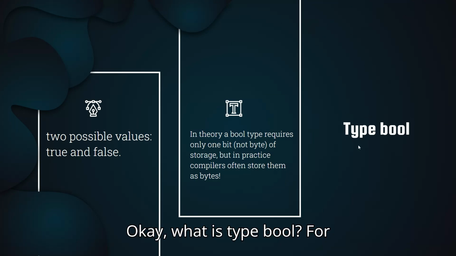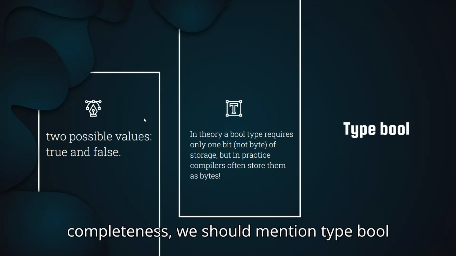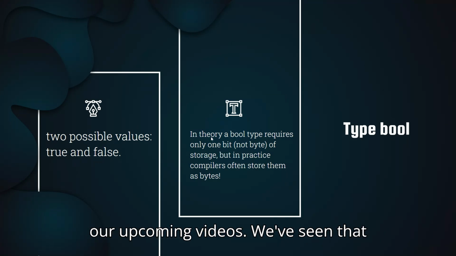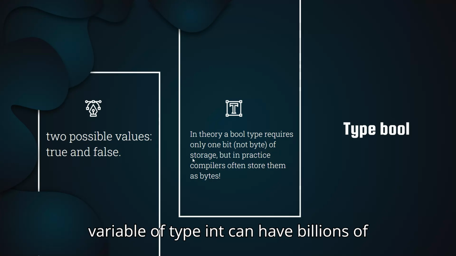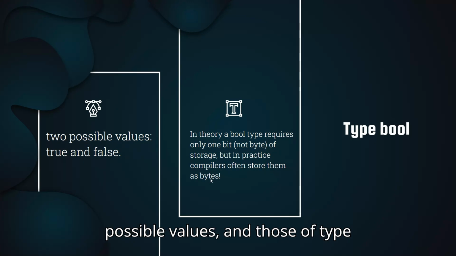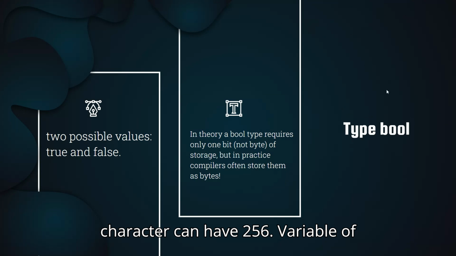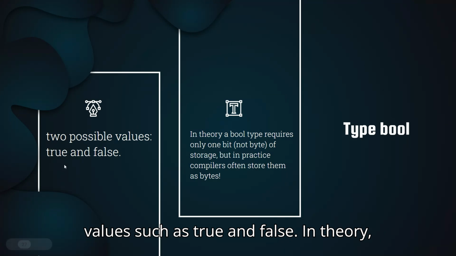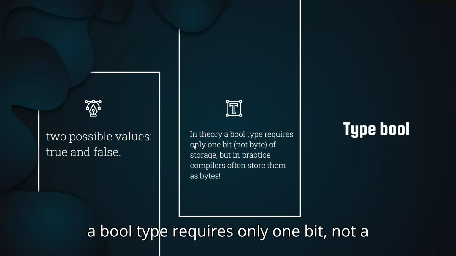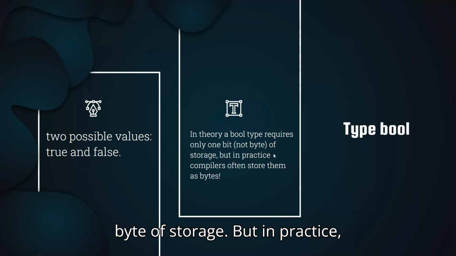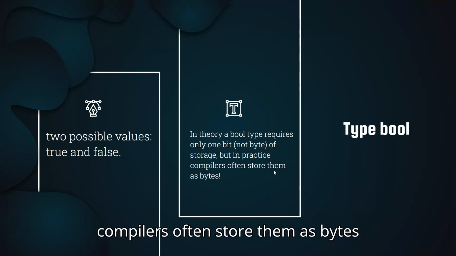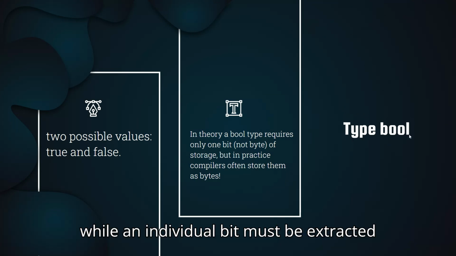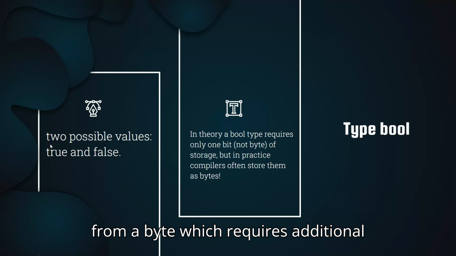Okay, what is type bool? For completeness, we should mention type bool here, although it won't be important until we discuss relational operators in our upcoming videos. We've seen that a variable of type int can have billions of possible values, and those of type char can have 256. A variable of type bool can have only 2 possible values, such as true and false. In theory, a bool type requires only 1 bit, not a byte of storage, but in practice, compilers often store them as bytes because a byte can be quickly accessed, while an individual bit must be extracted from a byte, which requires additional time.